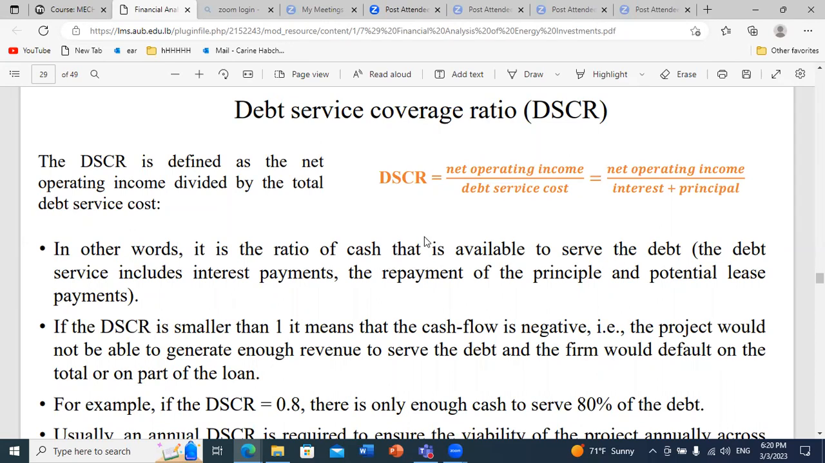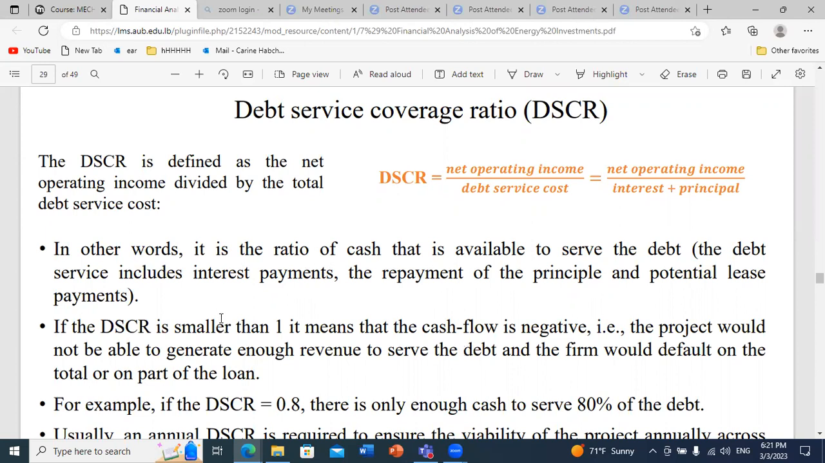you can get a value smaller than one at the beginning, and you are not able to serve 100% of the debt, but with time you should have a value larger than 1, because if this does not occur, you will not be able to serve your debts on time. So the ratio of the cash that is available to serve the debt service includes interest payments, the repayment of the principal, and potential lease payments.